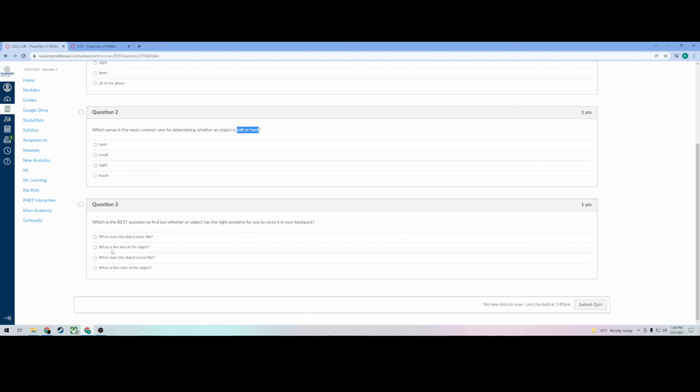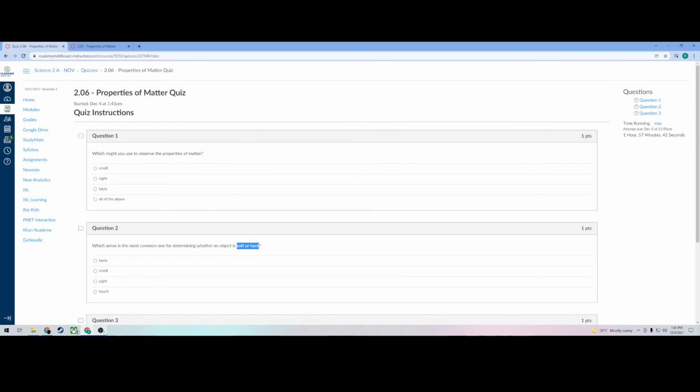Do you care how it will taste or smell? No. So which out of these things you should know? How does it taste, or the size, or sound, or color? So this is the quiz and the matter lesson.